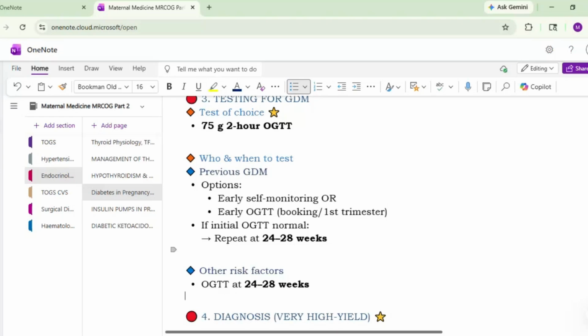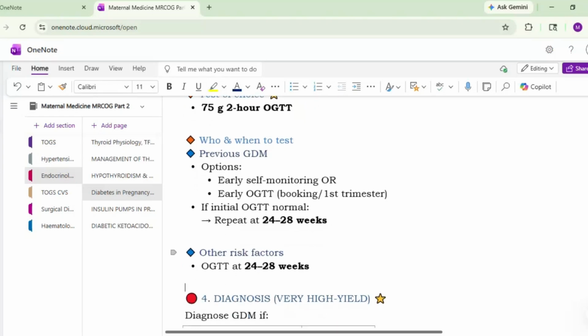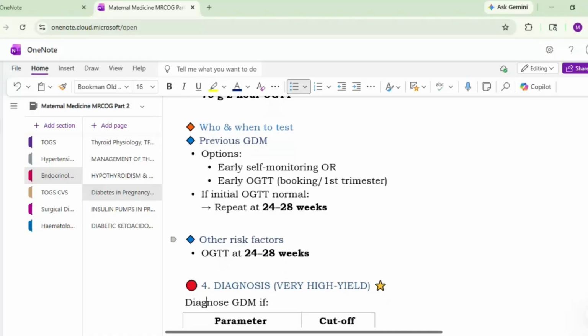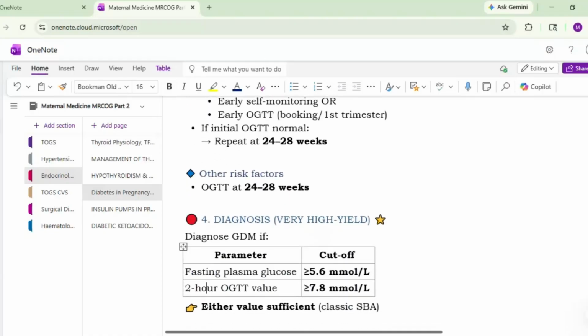They will ask you about the timing of OGTT, but for which factor? If it is a previous GDM, it will be at booking or first trimester, and if normal, then you go for a repeat, so look for the complete answer. The recommended OGTT screening for a lady with previous GDM: if your option says at booking or first trimester, that can be one option. The other option can be booking or first trimester, if negative, repeat at 24 to 28 weeks. That will be the best option. Is it clear? Yes, sir. Look for the best option. That is what I just want to say.